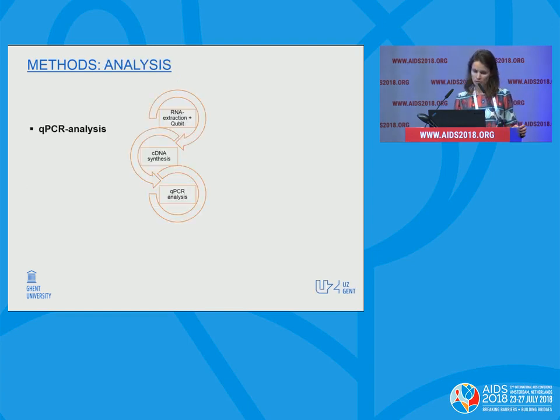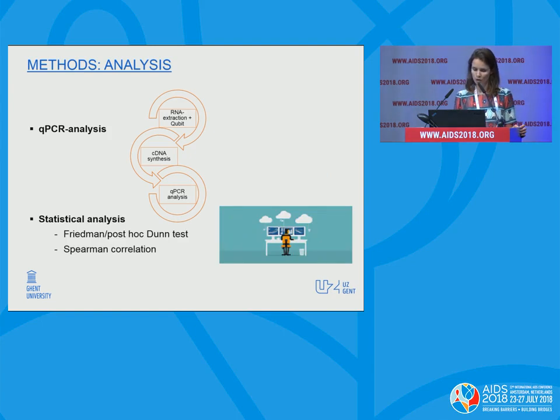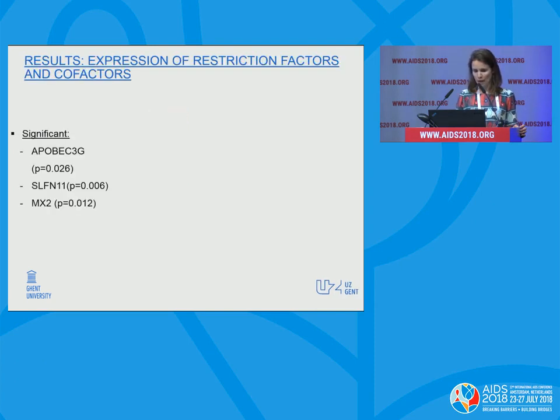So the analysis was done for the restriction factors by qPCR, and we did statistical non-parametric testing to look for the expression levels and correlation. I will just go over the most interesting results. So, the expression of restriction factors and cofactors. For 3 out of the 7 restriction factors, we found a significant difference in expression between time points, identified by the Friedman test.